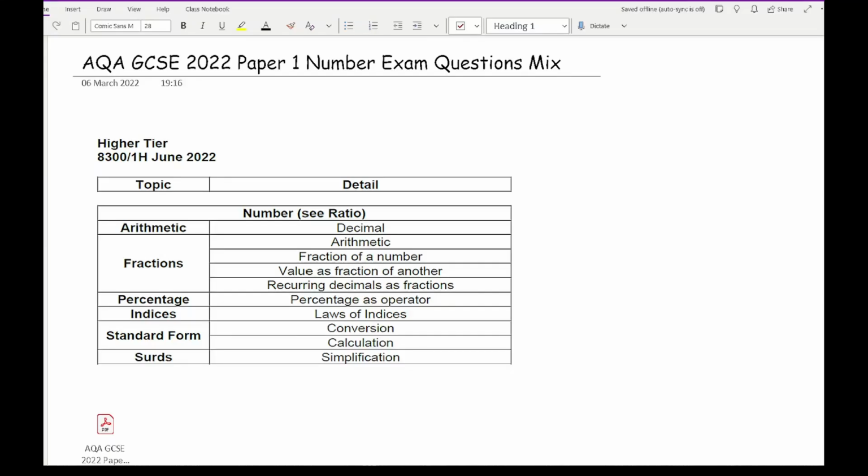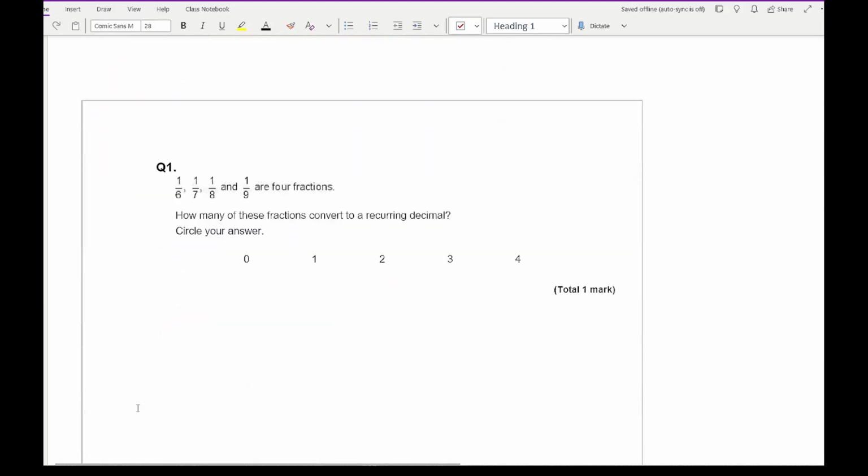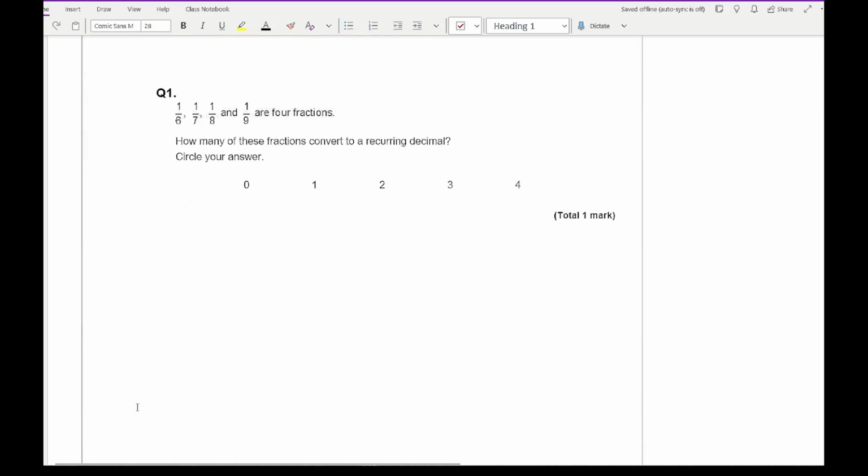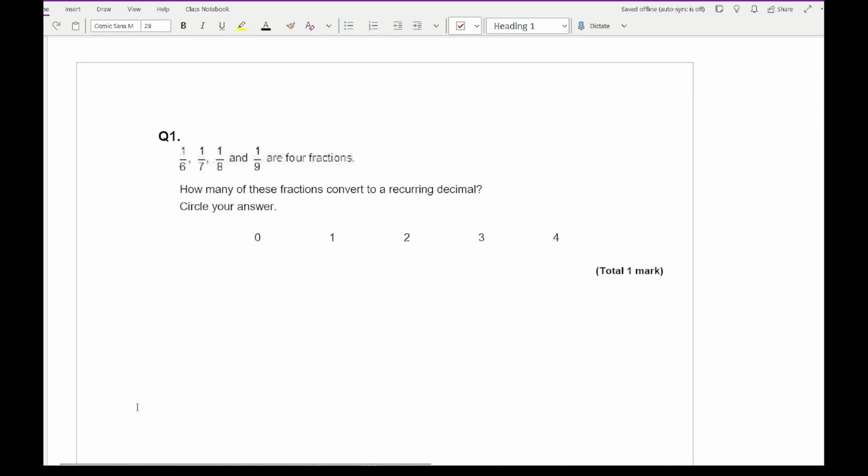So here is the list of topics that all of the questions on the mix sheet are related to, and they're all taken from the AQA supplement, which tells you which topics are going to appear on which paper for the 2022 papers. Looking at question 1, which relates to fractions, it says we've got 1/6, 1/7, 1/8 and 1/9 as fractions. How many of these fractions convert to a recurring decimal?